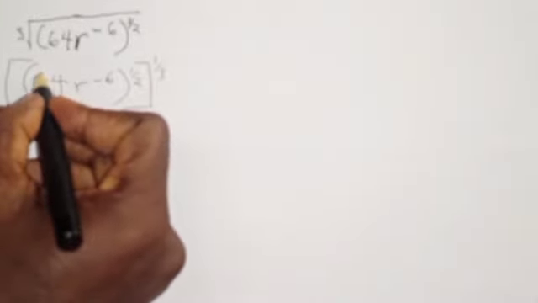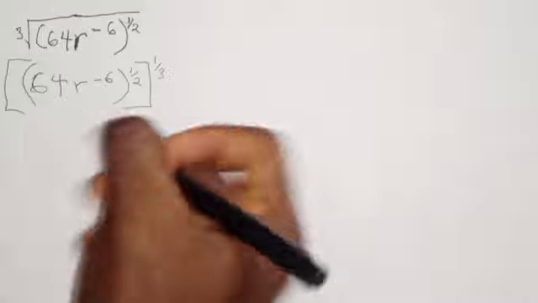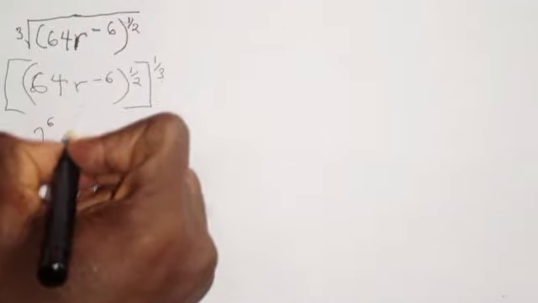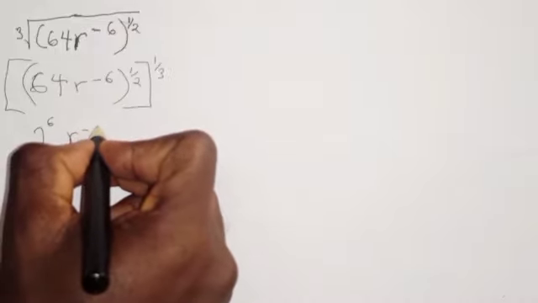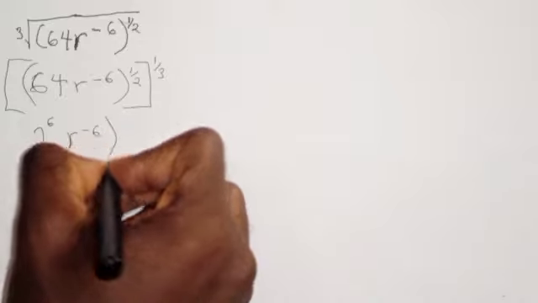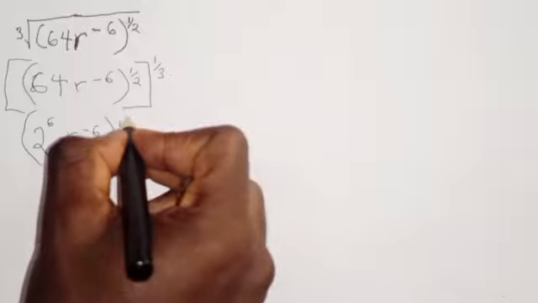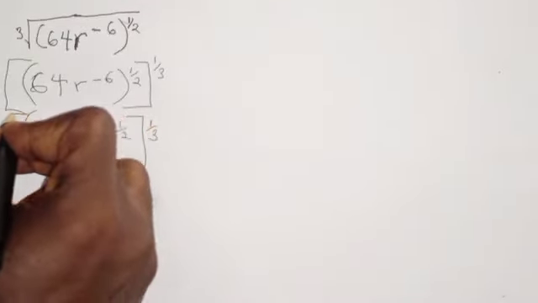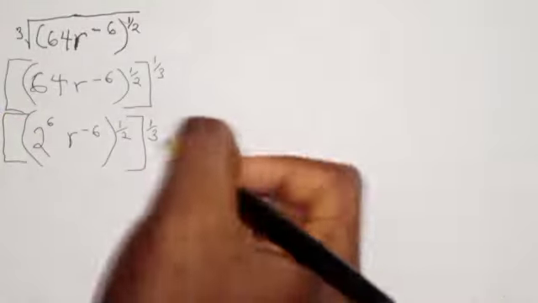So I'm going to try to reduce 64, or represent 64, to have a base of 2. 64 is the same thing as 2 raised to the power of 6. Then I have r raised to power minus 6. And then I have my 1 over 2. And finally, I have my 1 over 3. So you see, the question is gradually breaking down or reducing.